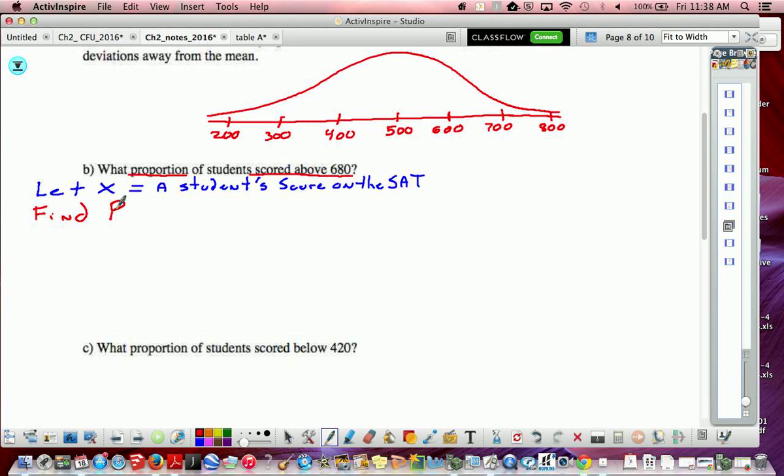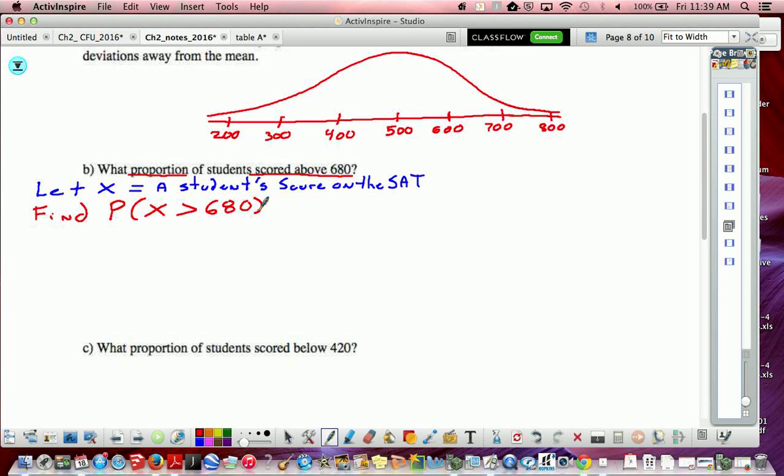I want to know what proportion of, so I have a parentheses, of scores. Well, we're talking student scores on the SAT, that's my variable x. That's above 680. That's greater than 680. This is what I want to find.